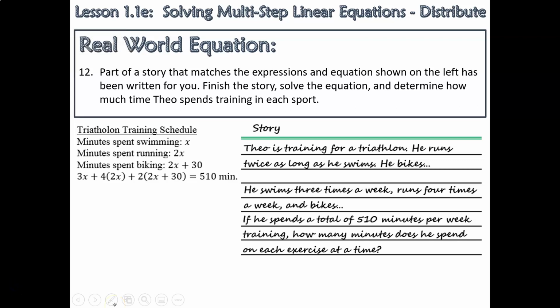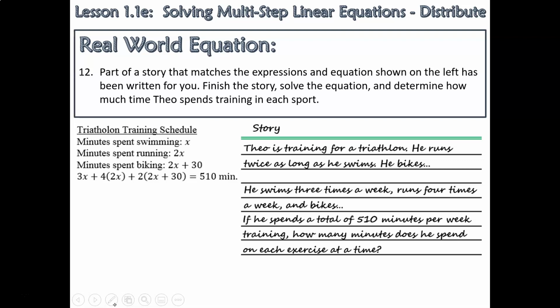This is 1.1e part 2. This is the same notes that you used for 1.1e, about halfway down on page 32. So today we're going to apply what we know about solving equations to real world situations. Number 12 says part of a story that matches the expressions and equations shown on the left has been written for you. Finish the story, solve the equation, and determine how much time Theo spends training in each sport.